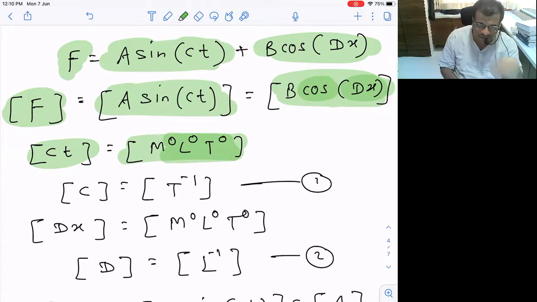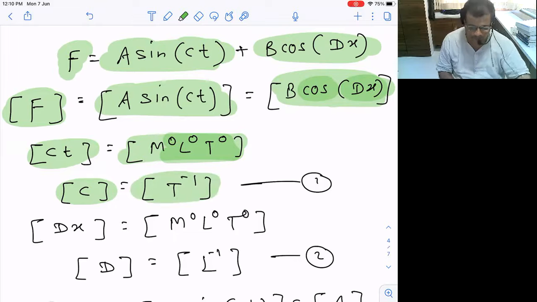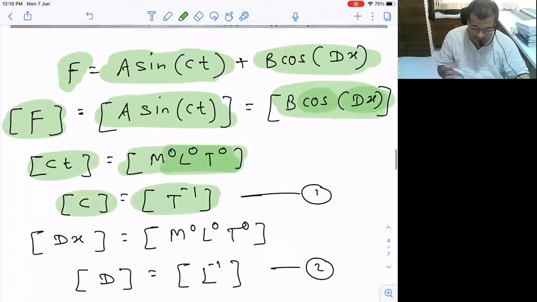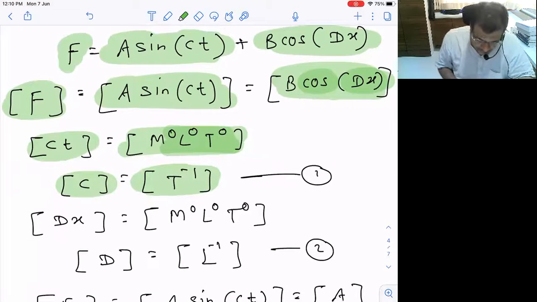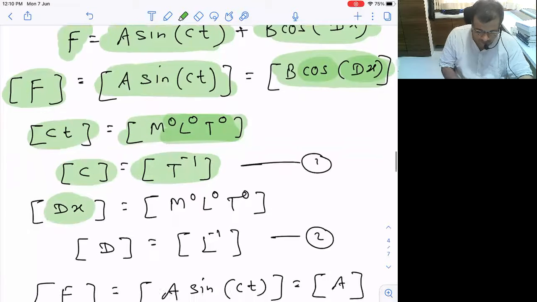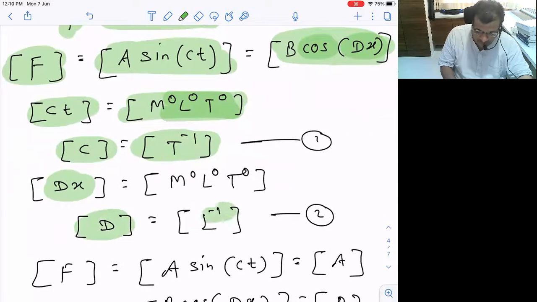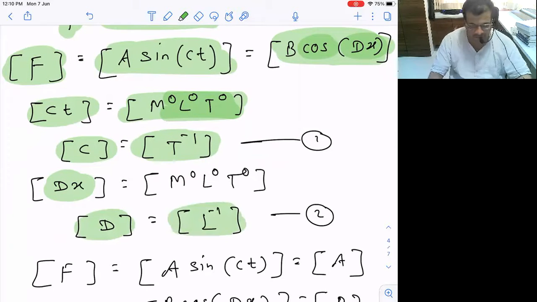Now if we bring the time to the other side, friends, then the dimensions of C must be equal to T to the power -1. That is the first thing. Similarly, dx is also the argument of a trigonometric function, and therefore the dimensions of d must be equal to L to the power -1.